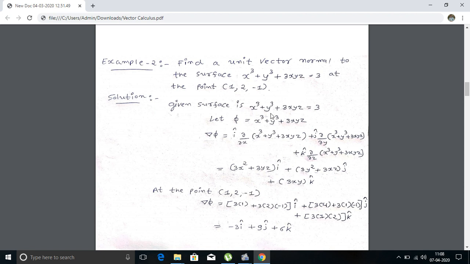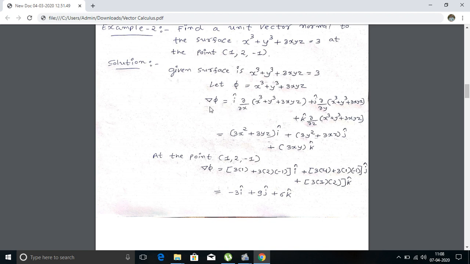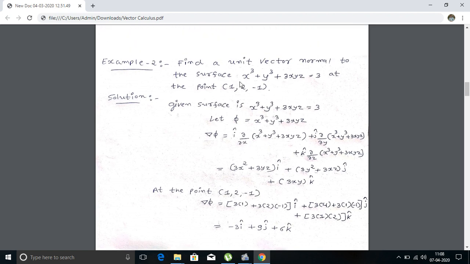So this is our surface. Consider phi is equal to x cube plus y cube plus 3xyz. That is our surface, because comparing this with the equation phi of x, y, z is equal to constant, we can say this is our phi. So phi is equal to x cube plus y cube plus 3xyz. Now first of all we have to find gradient phi, because here we have to find the normal vector to the surface. The normal vector to the surface is gradient phi.